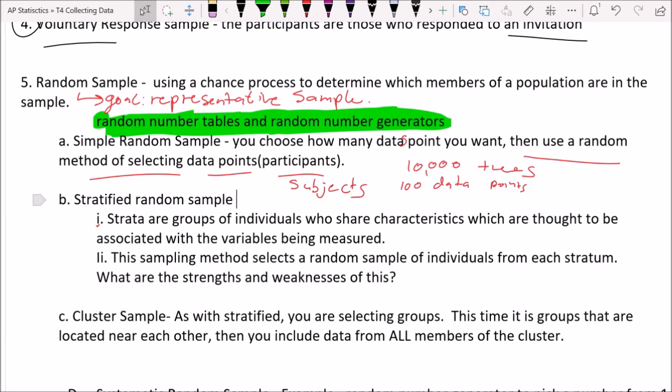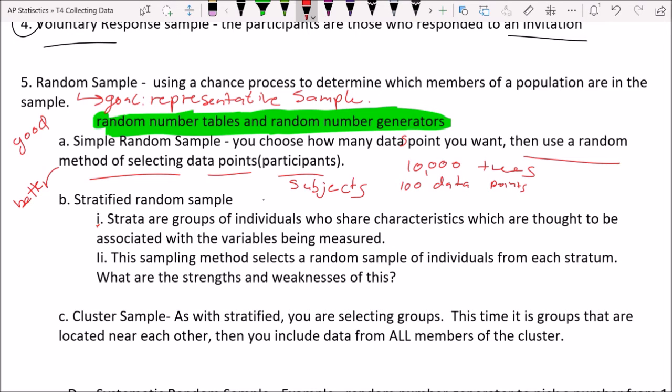The next random sampling method we need to talk about is the stratified random sample. This is considered to be a little bit better than simple random sample. Simple random is good. Stratified is considered to be a little bit better. Okay, so we'll look at why. What this is, you're going to first define strata. And strata are just groups of individuals. You're going to group them together by characteristics which you think will be associated with what we're measuring.